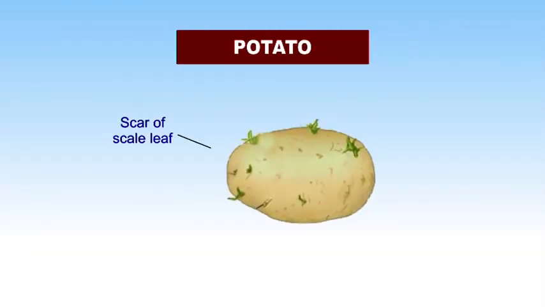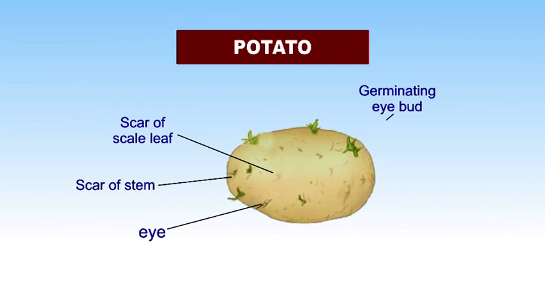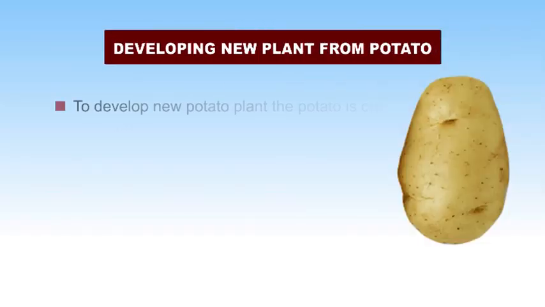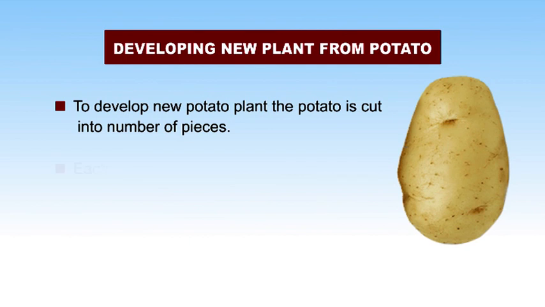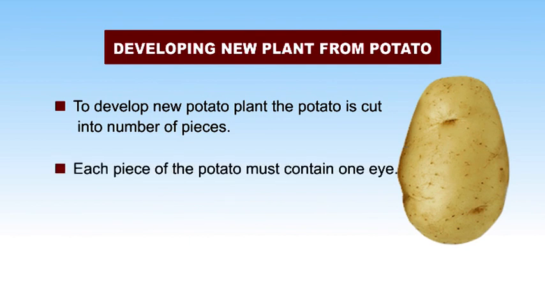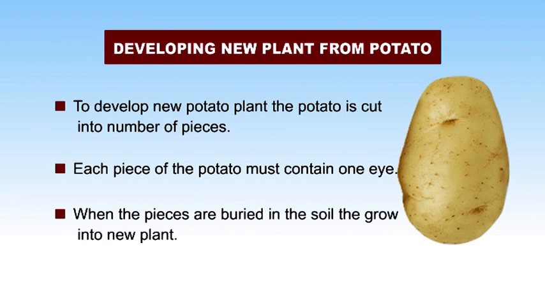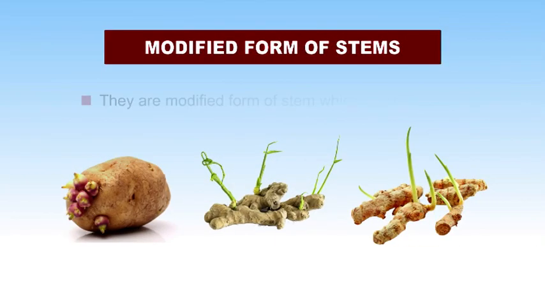In this picture, you can observe that the surface of the potato is not smooth. There are many small depressions or scars on it. These scars are also known as eye or bud. So, to develop a new potato plant, the potato is cut into a number of pieces and each piece must contain one eye. And when these pieces are buried in the soil, they grow into new plants. In this picture, you can see a plant growing from an eye.